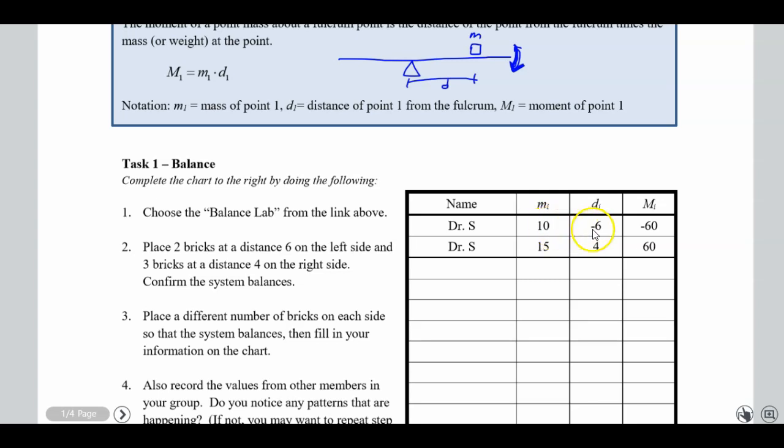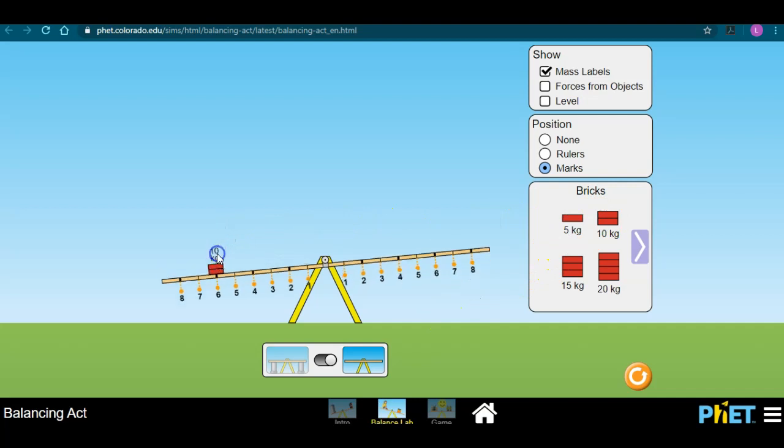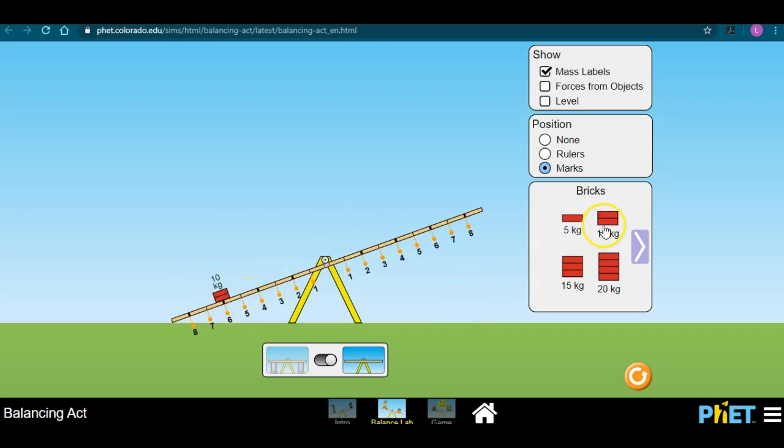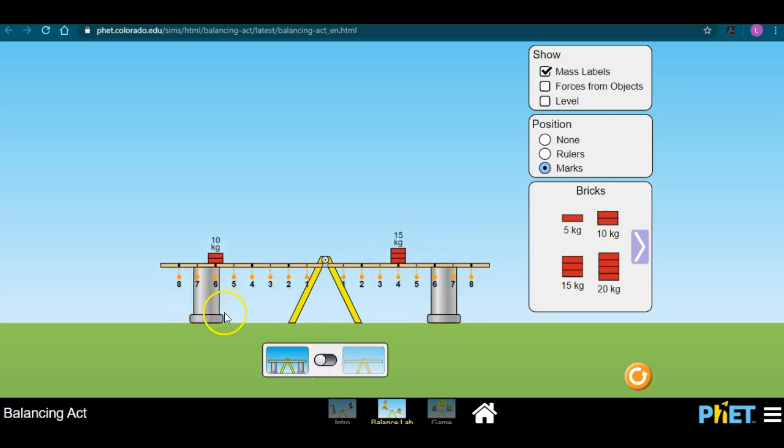So I'm going to put a mass of 10 at -6 and a mass of 15 at 4. So we got 10 at -6, so that's going to be on the left side right there at 6. Mass of 15 at 4. And if you don't want to wait for that, you can just put supports in and then take them away. But it should balance out. And if you calculate the moments, this is going to be -6 times 10, so -60. This is going to be 4 times 15, +60.